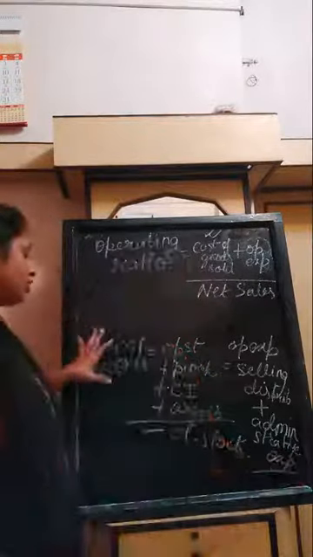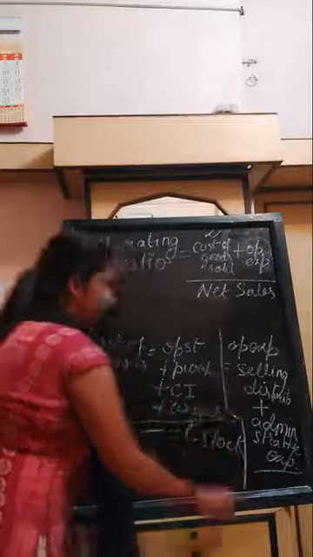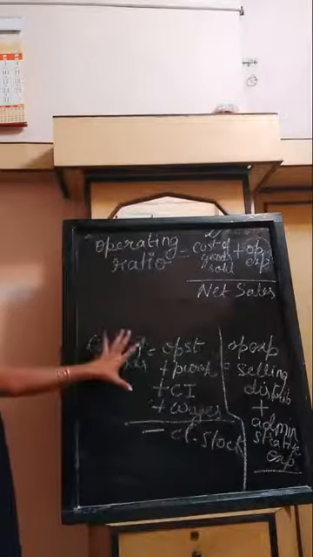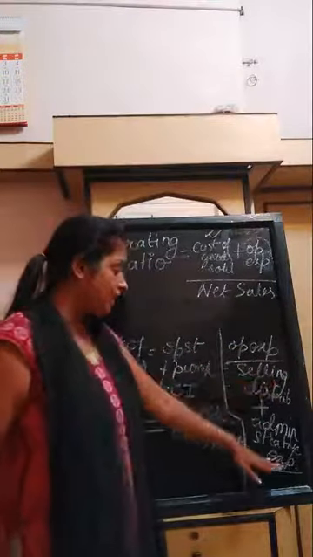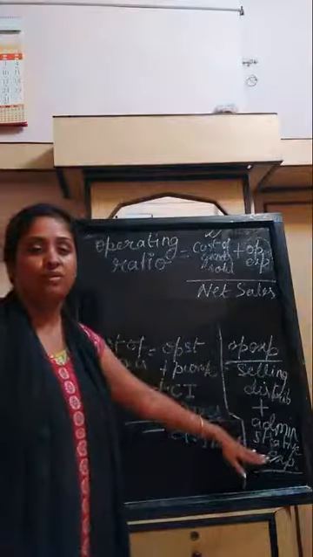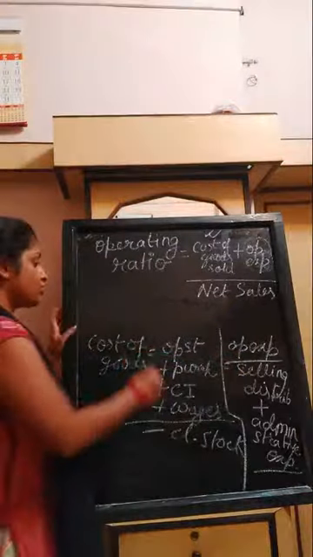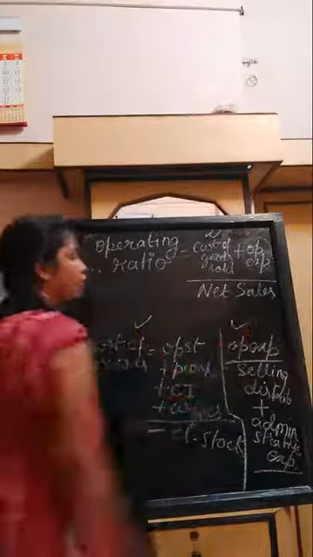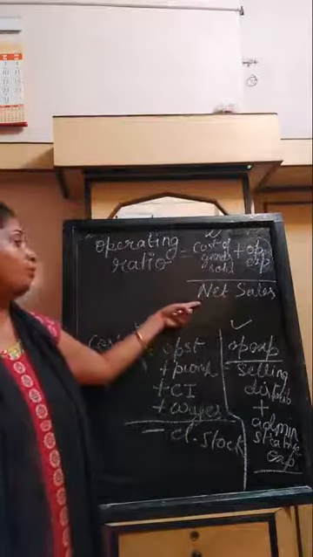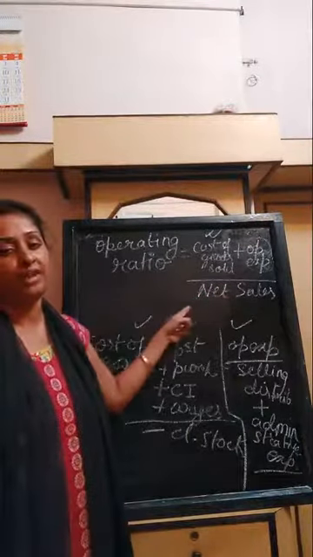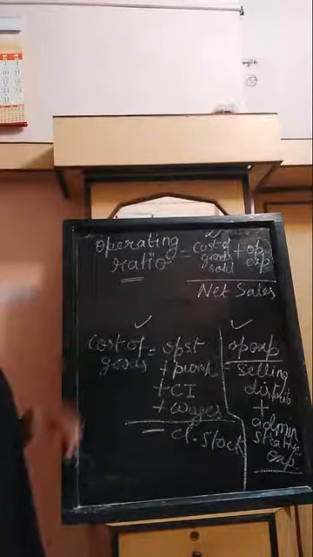So first you will calculate the cost of goods sold by applying this formula. Then by applying this formula, selling and distribution and administrative expenses, these two we will add and find out the operating expenses. Now this cost of goods sold and this operating expense we will add and divide it by the amount of net sales. Thus we can get the operating ratio.